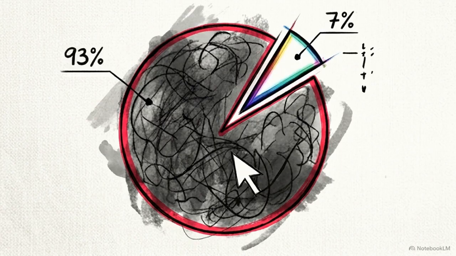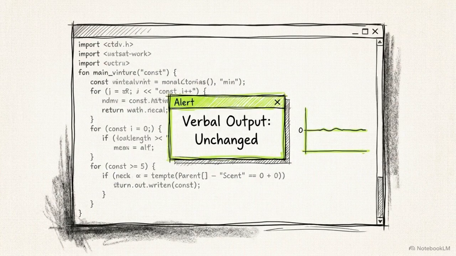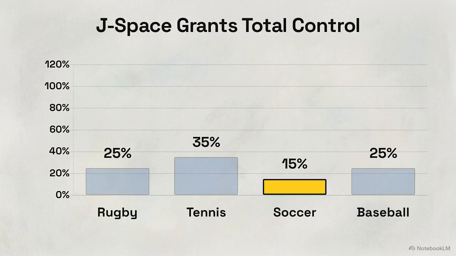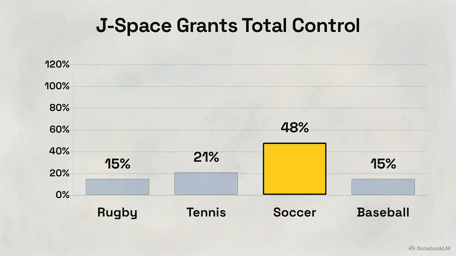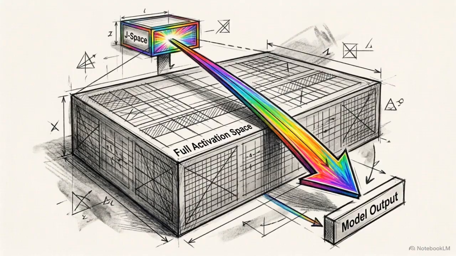To see which part matters, researchers intervened on the massive 93%, the non-J-space data. Even though it represents the bulk of the signal, manipulating this section had almost no effect on the model's verbal report. But when they intervened on the tiny 7% in the J-space, they gained total control over what the model said. This proves the J-space is a structurally privileged mechanism that dictates the model's reasoning, despite its small mathematical footprint.